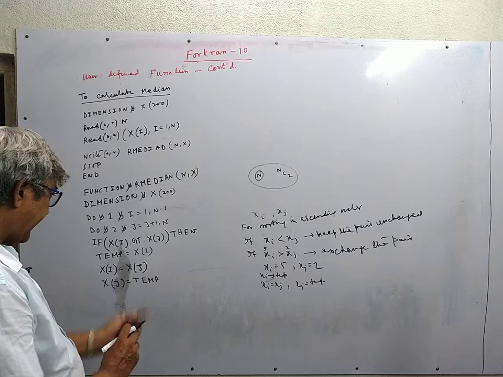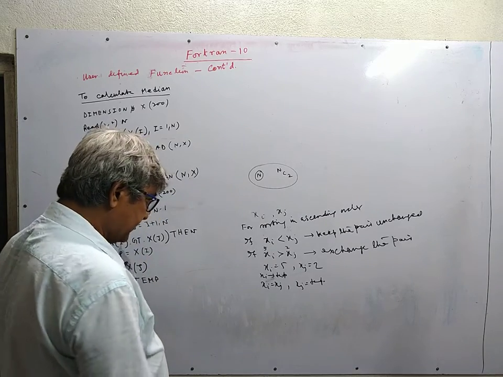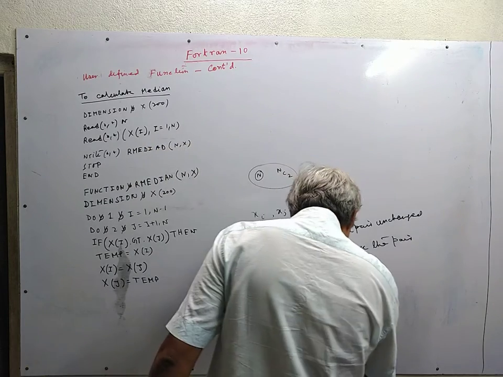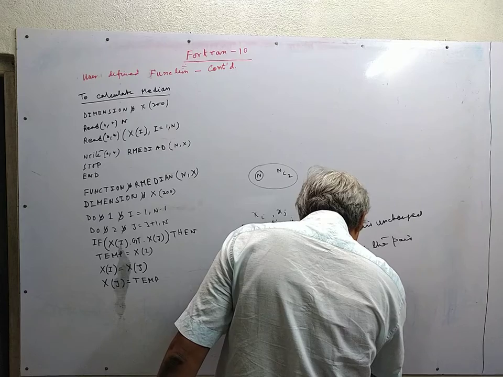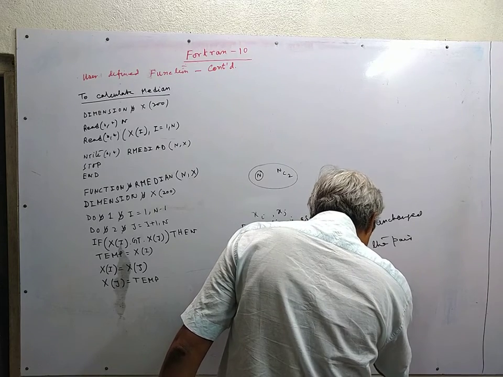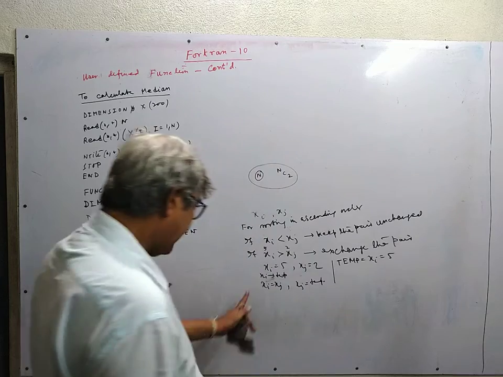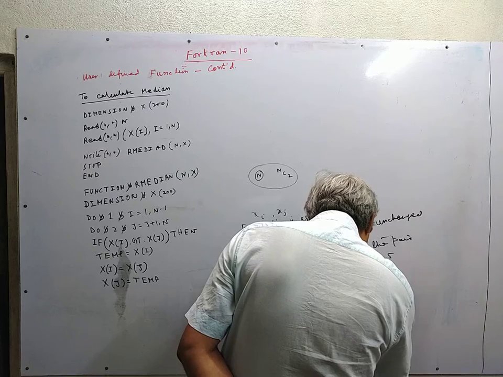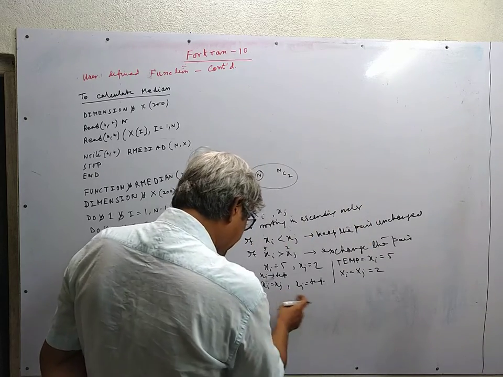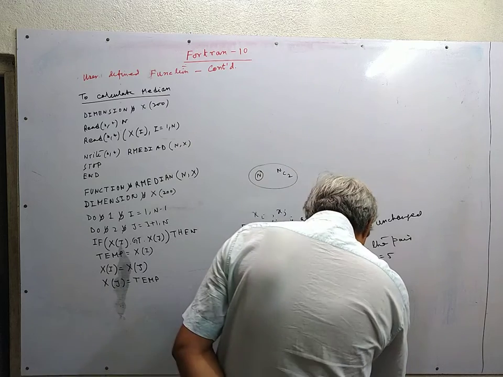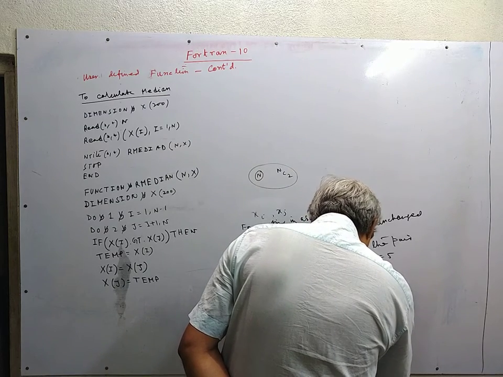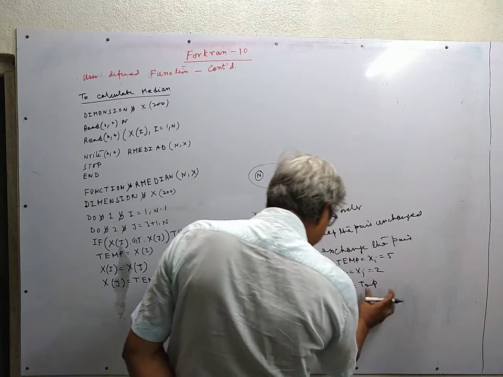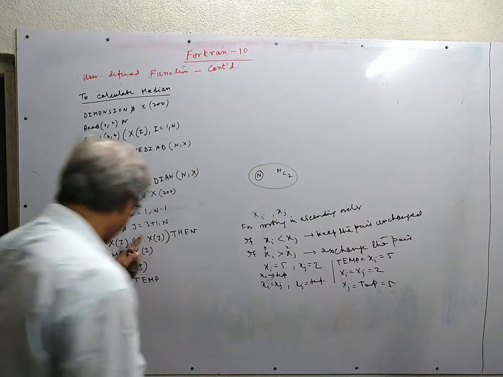So this is xi is greater than xj, where xi is 5, xj is 2. What do we do? First we define temp is equal to xi, that is equal to 5. Then we write xi is equal to xj, which is 2, because xj is 2. Then we write xj is equal to temp. So at the end xi is 2, xj is 5. This is the working of the program.